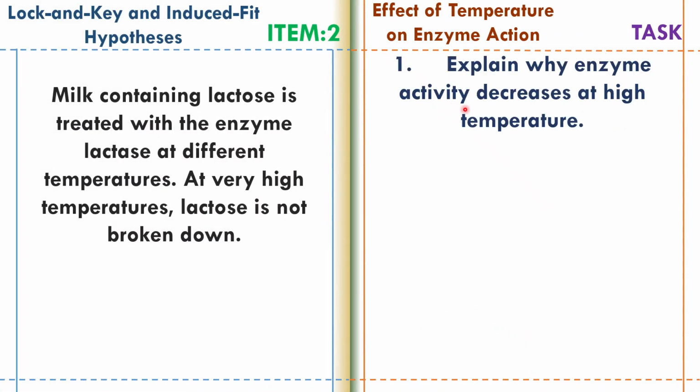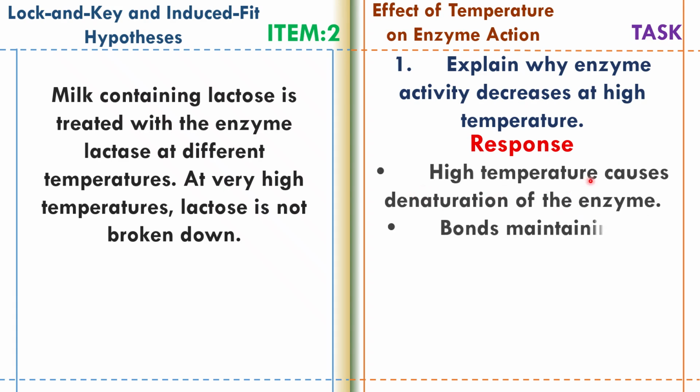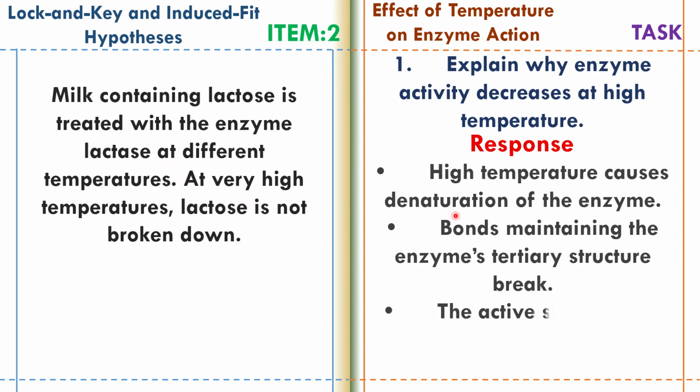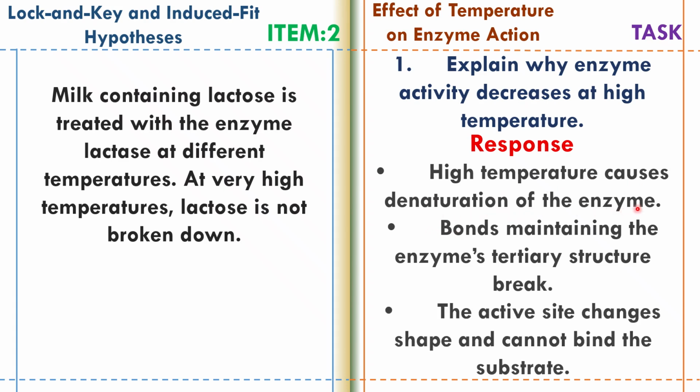Explain why enzyme activity decreases at high temperature. High temperatures cause denaturation of the enzyme. Bonds that maintain the enzyme's tertiary structure break. The active site changes shape and cannot bind the substrate.